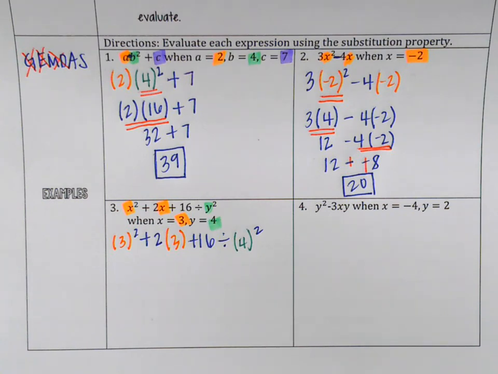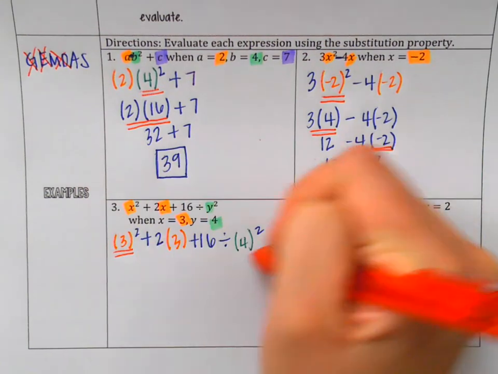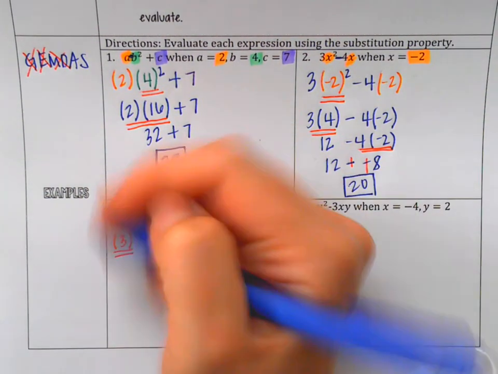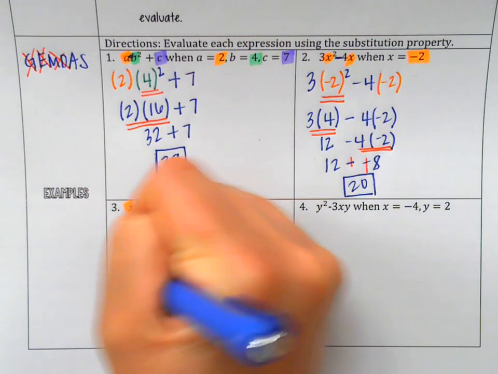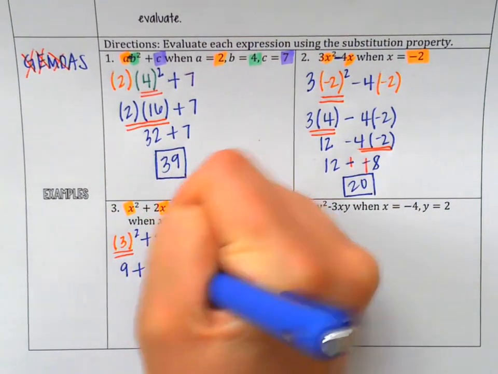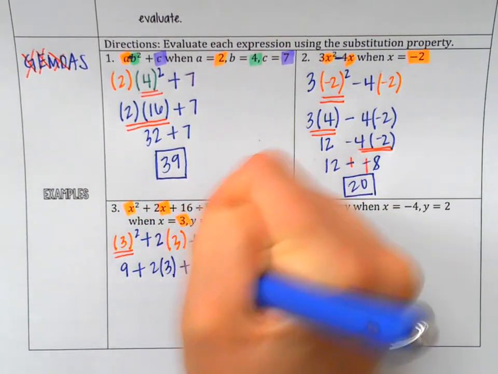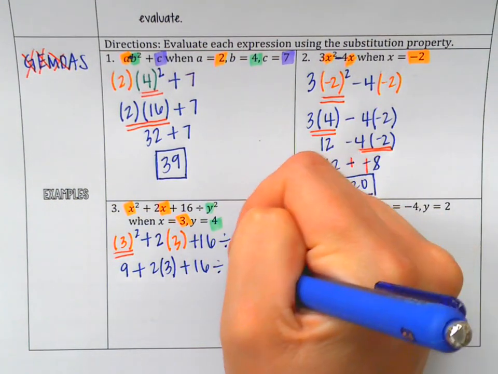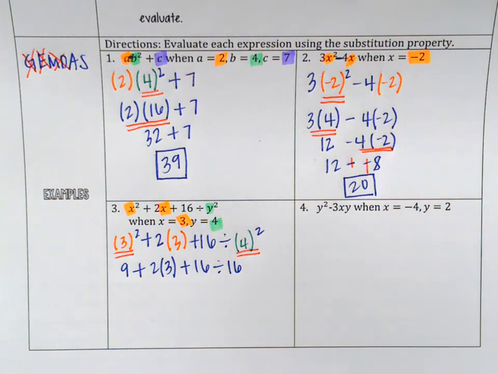Okay, so you should be done and checking. I would start by doing my exponents. There's no grouping symbols, so I'm going to do my exponents. I'm actually just going to do that in one step here. So 3 squared we know is 9. 9 plus 2 times 3 plus 16 divided by 4 squared, which is also 16. Then I'm going to multiply and divide from left to right. So I'm going to do those in 2 steps.